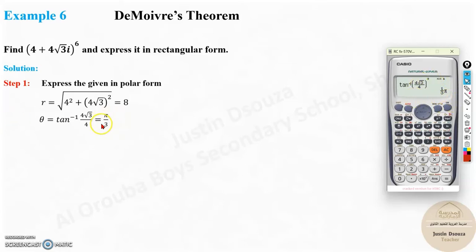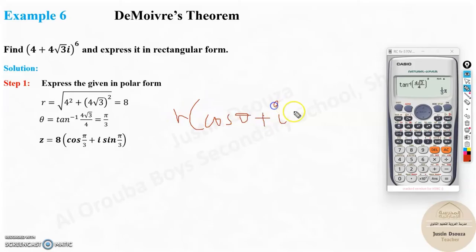It's 1 by 3 pi, or pi by 3. Fine. Now just substitute it in the polar form. So the polar form is r into cos theta plus i sine theta. I hope this is clear. We have done this before.